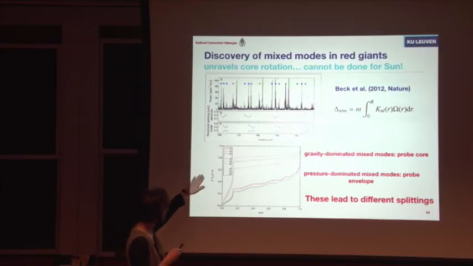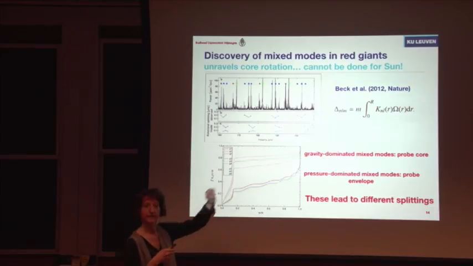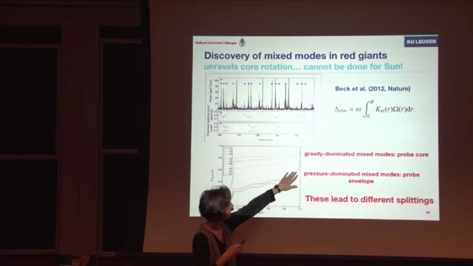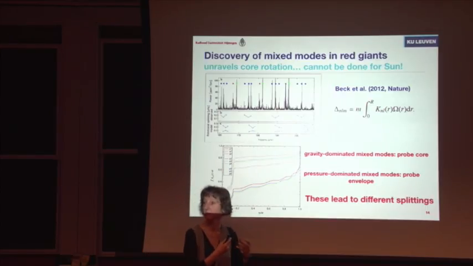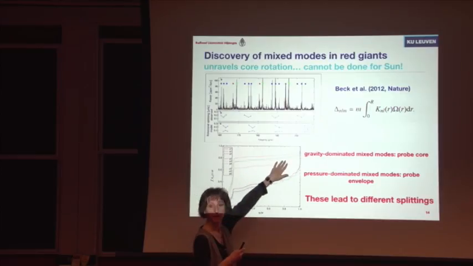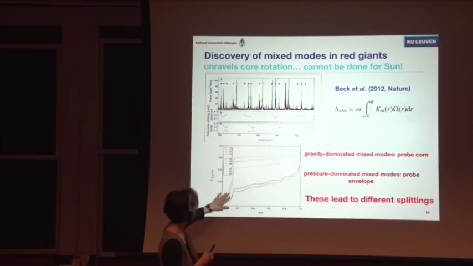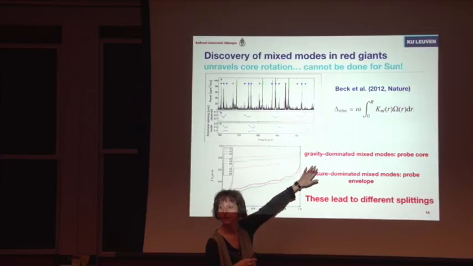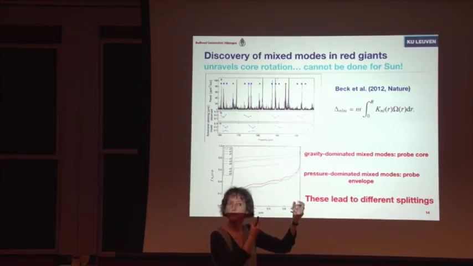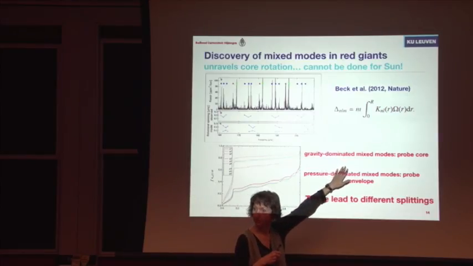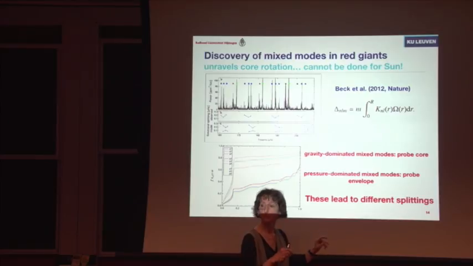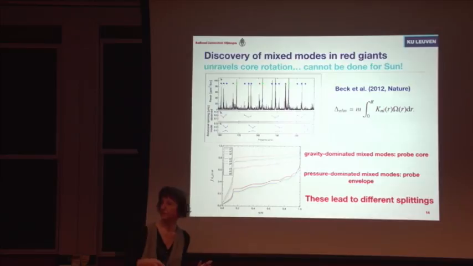Because some of these modes, here I've plotted these kernels that are in that expression, these ones are pressure dominated, let's say. That means that the dominant restoring force there is pressure force, but they are also affected a bit by buoyancy. And here it's the other way around. And so these functions are different, and if you plug them into that equation, then you can use the gravity-dominated mixed modes to get information on the core rotation. While if you use the pressure-dominated mixed mode, you can get information on the envelope rotation. And then you can see if it's the same or not.